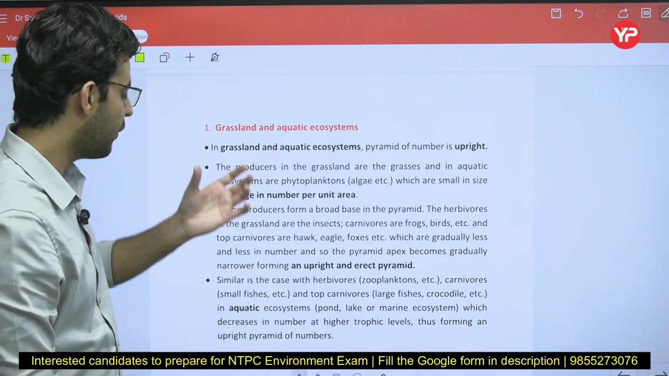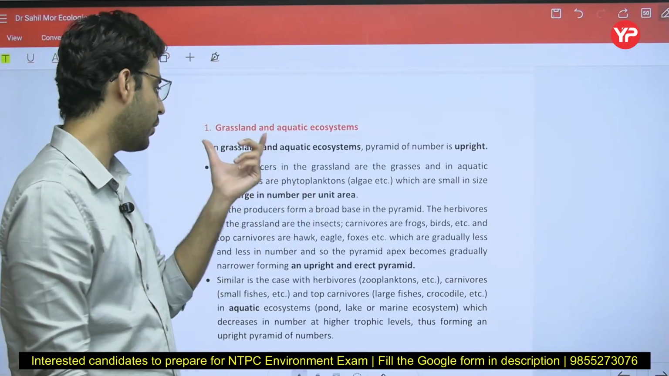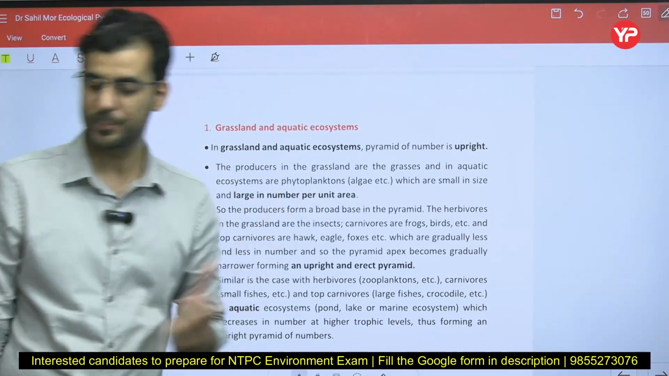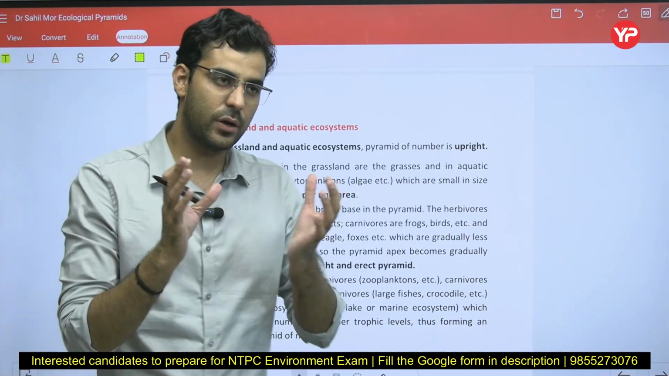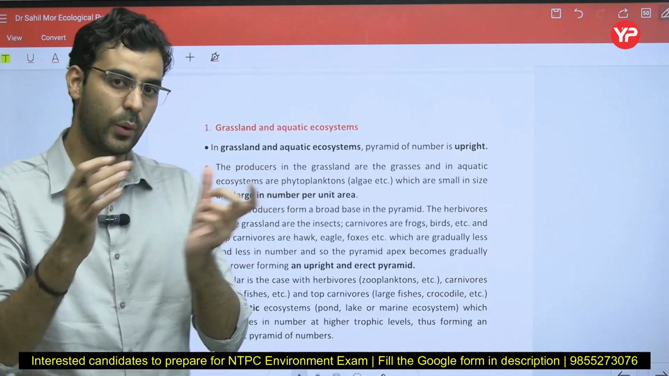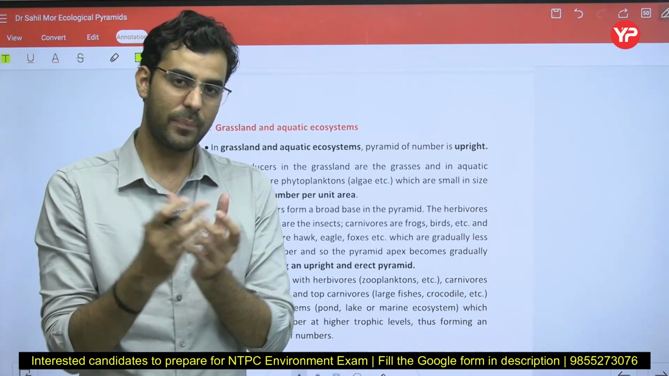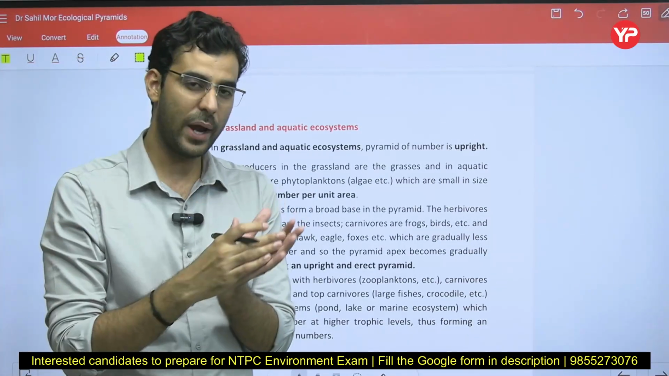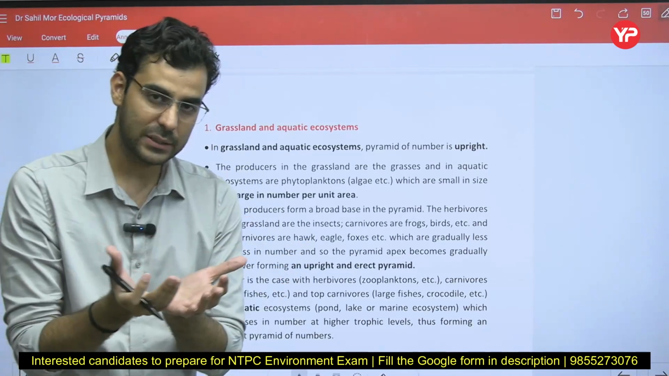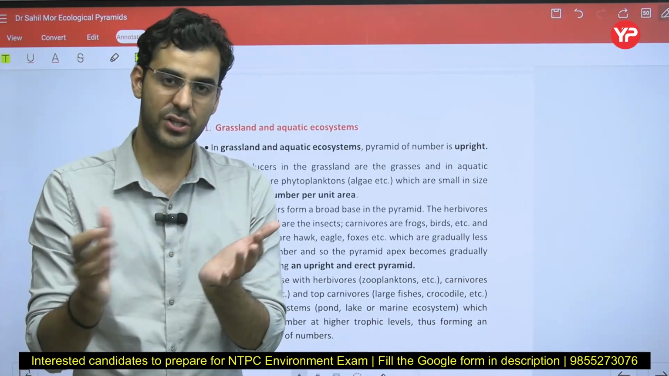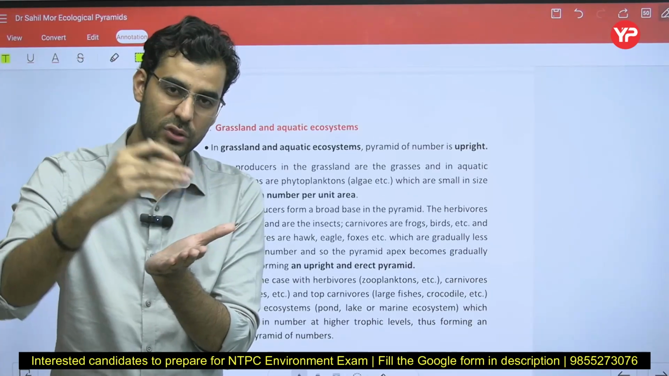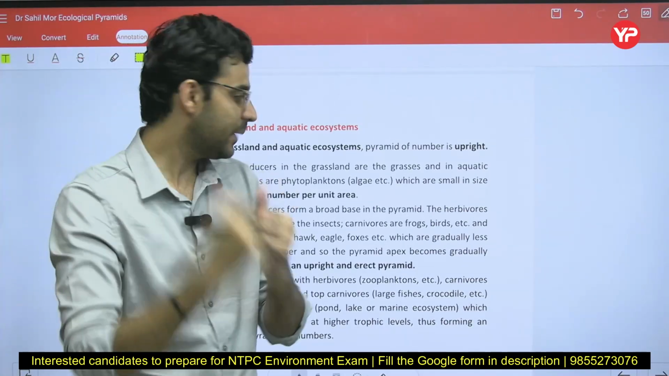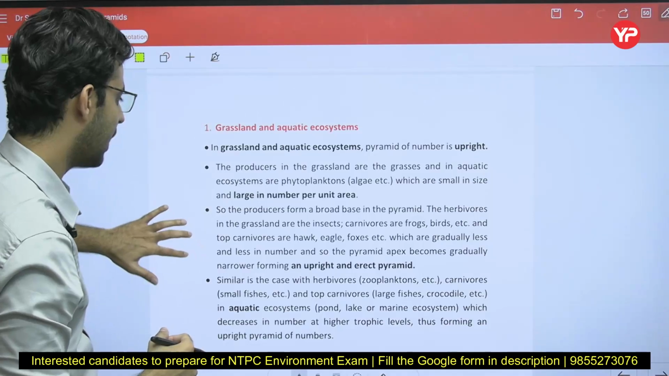Now we will study what is the shape of pyramid for grassland and aquatic ecosystems. So the pyramid shape for grassland is always upright. Structure will always be upright. Why? Because at the base the number of organisms will be large as compared to the herbivores, then at carnivores, then at top carnivores. कैसे? So let's see with the example.